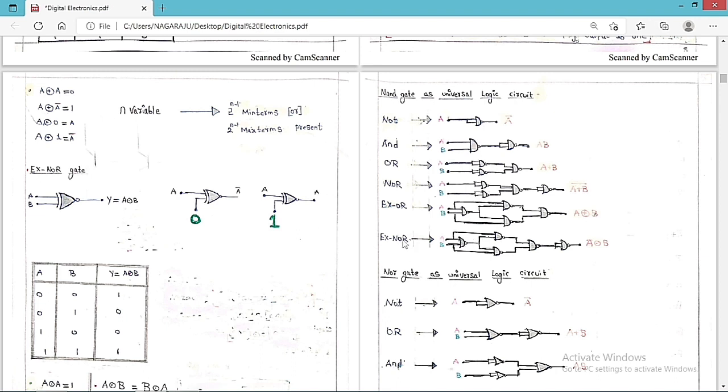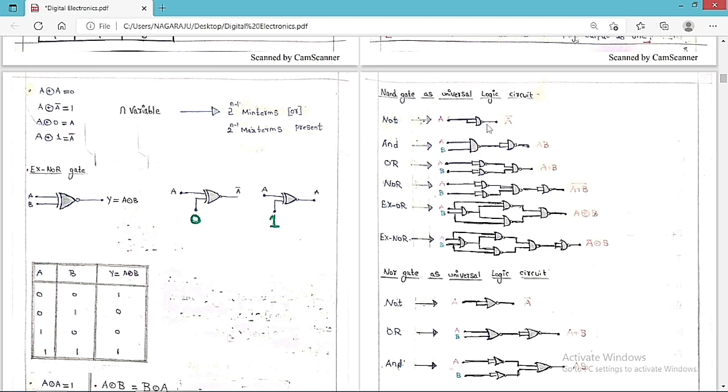Now for the XNOR gate, how do we build it? Just for the previous one, you have to keep a NOT gate here, which in terms of NAND gates means keeping another NAND gate. So this is basically the XNOR gate. Finally, we can say there are a total of 1, 2, 3, 4, 5 NAND gates required to make an XNOR gate.